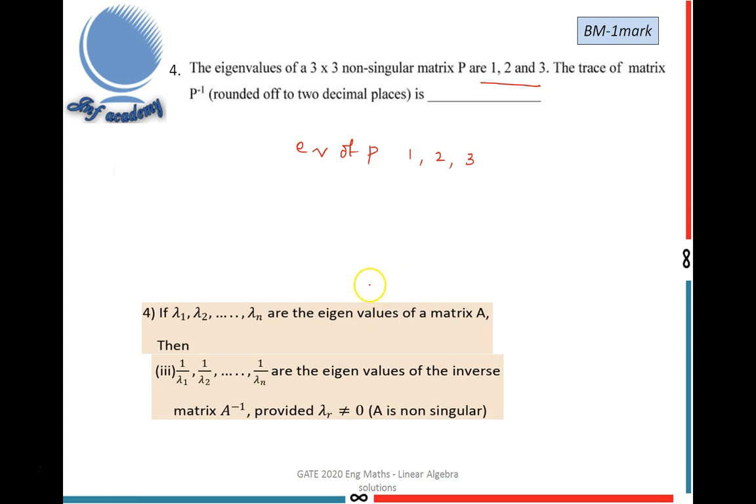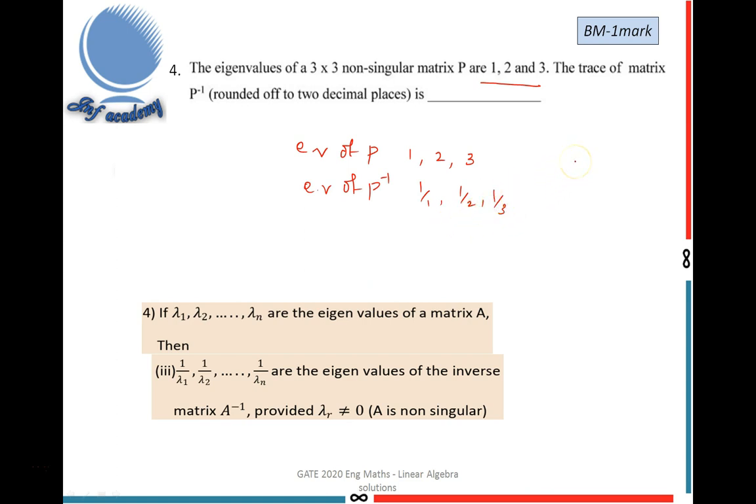You can find that property at the bottom of this slide. It's taken from the concept video, including the property number. So I write here P inverse exists. P is non-singular, so P inverse exists. By using that property, eigenvalues of P inverse are 1 by 1, 1 by 2, 1 by 3. That is 1, 1 by 2, 1 by 3.